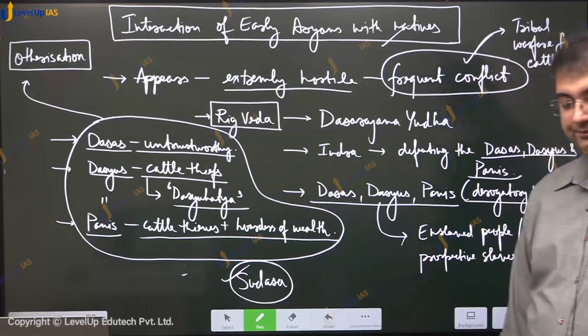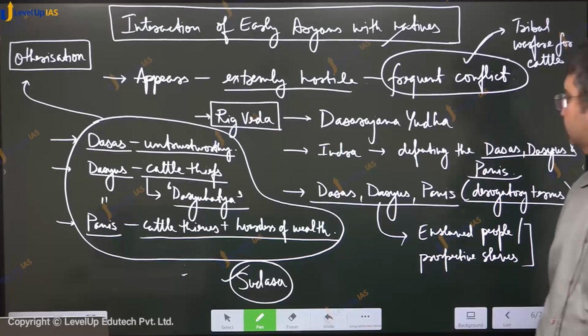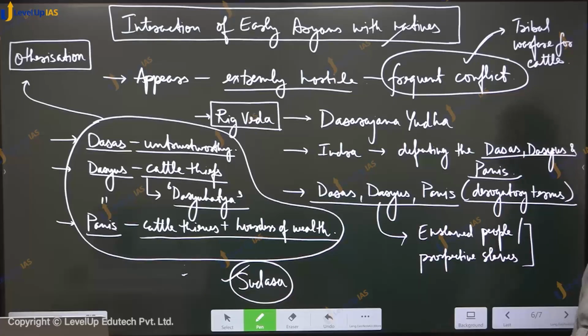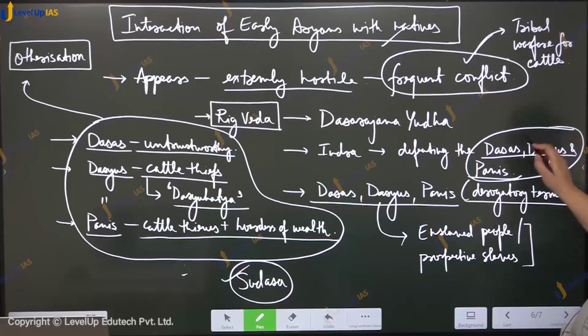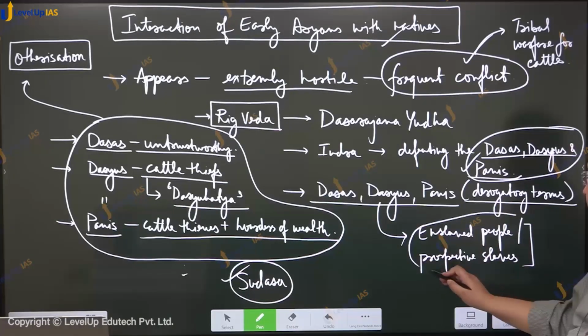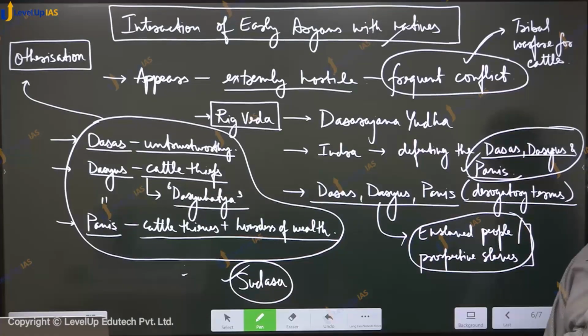was assisted by Indra in defeating non-Aryans such as Dasas, Dasyus, and Panis, who were enslaved or considered fit for enslavement.